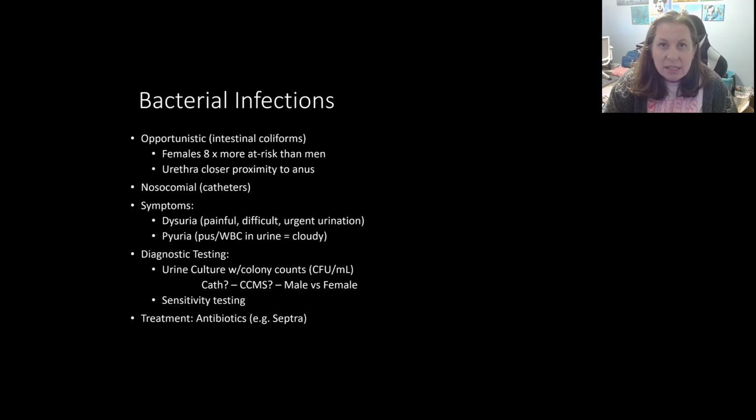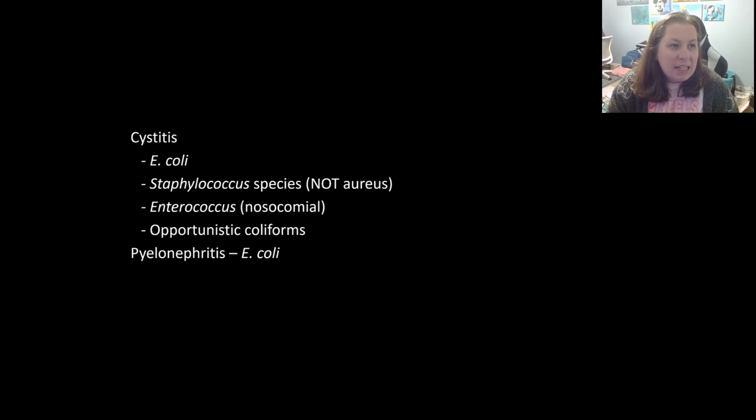We also see that there is sensitivity testing that can be done to determine what type of bacteria it is and what antibiotic will work best. Treatment is going to be antibiotics, but a lot of times Septra is used. And if you'll recall from our previous chapter with the antibiotics, Septra is going to be a combination of 2 different medicines. The next one we're looking at is cystitis.